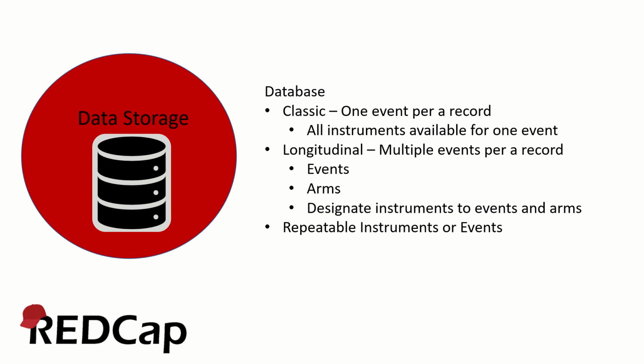A repeatable instrument might be a really good instance for a medication form. You might ask a person, what medications are you on? And they list one, and you get to the end of that and they say, do you have any more? And if you do, then you repeat that entire section. So you can get as many medications as you might possibly want. That's a repeatable instrument.